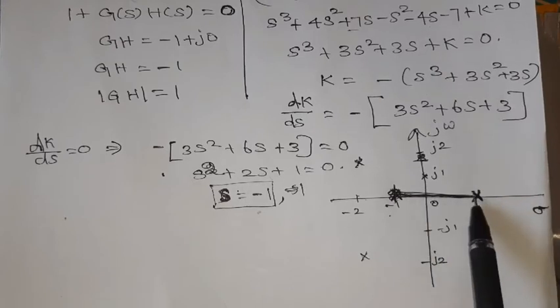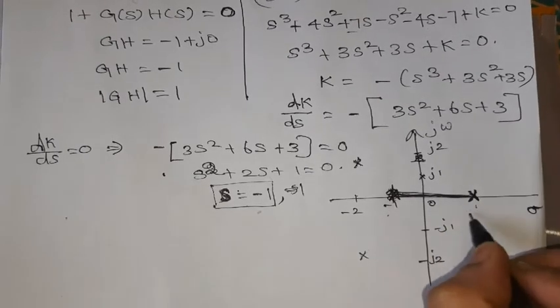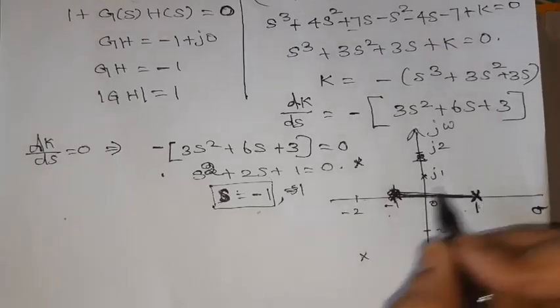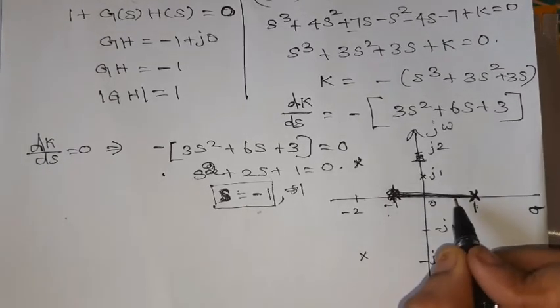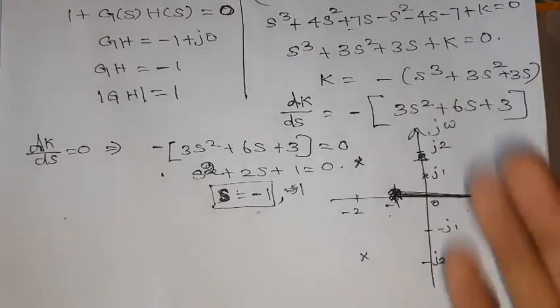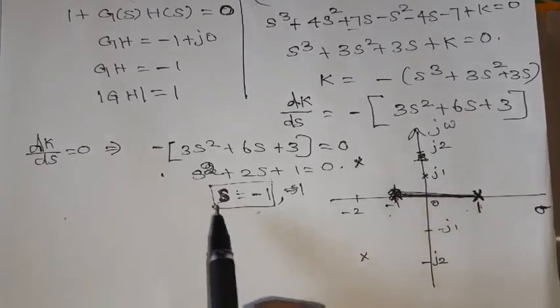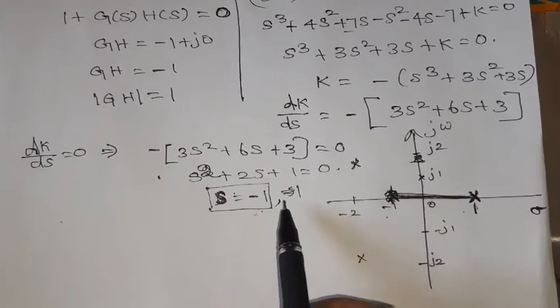So the root locus exists between these. From s is equal to 1 to this point, root locus will exist. This is the breakaway point, we are getting only one breakaway point.